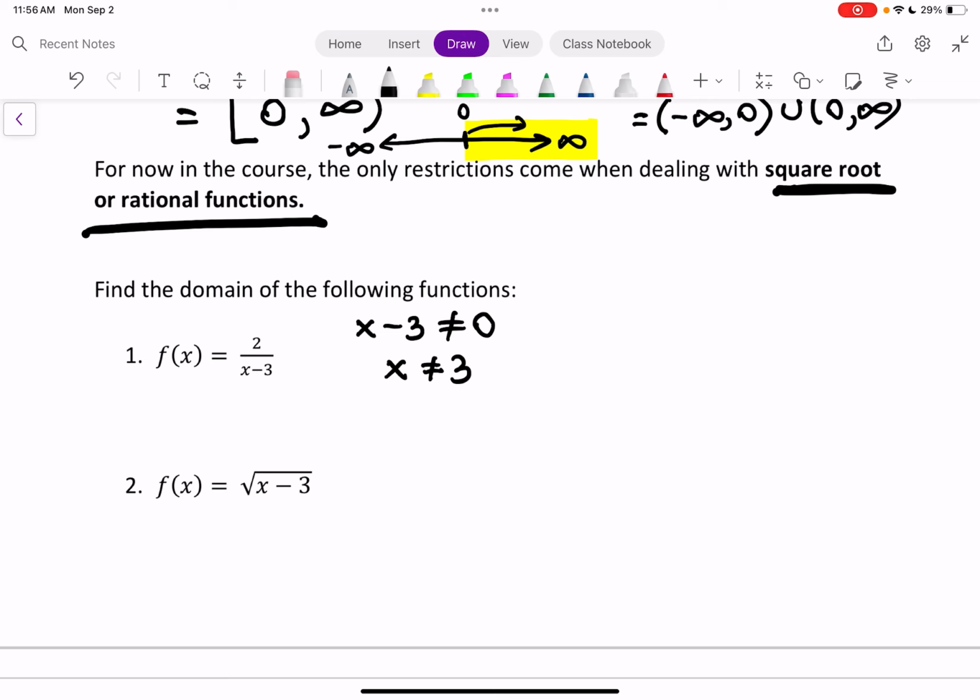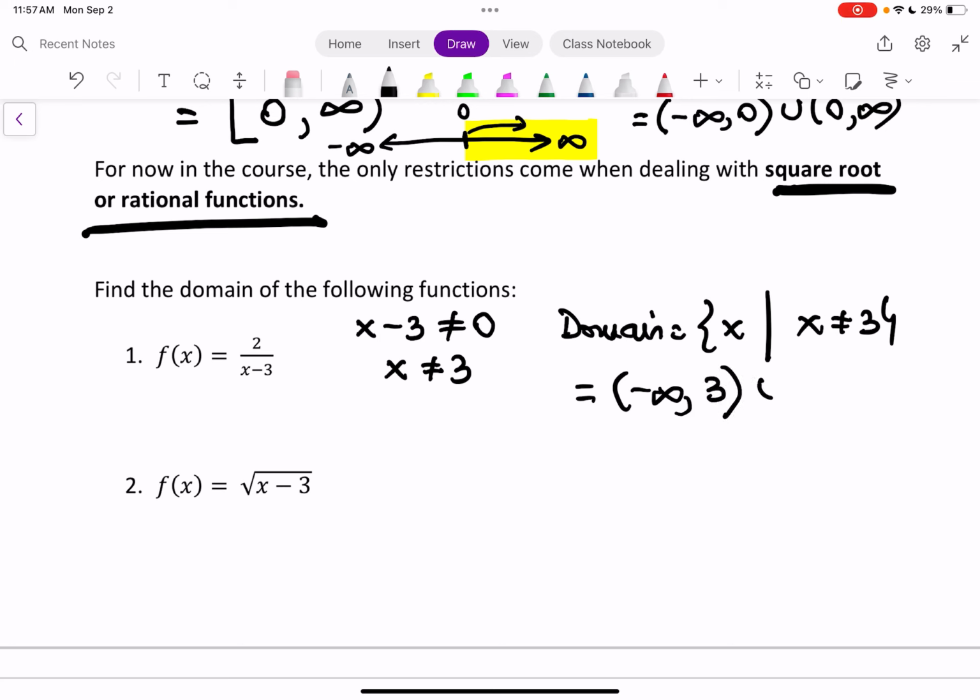So here we're going to say that the domain, as I said, you can use both notations, is all the x values such that, so this bar is read as such that, x does not equal 3, or you can write, I'm going to go from negative infinity up to 3, and then again from 3 to infinity. And I'm not including the 3 on either end.